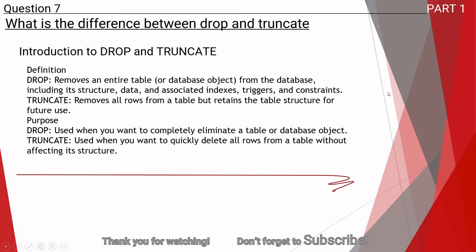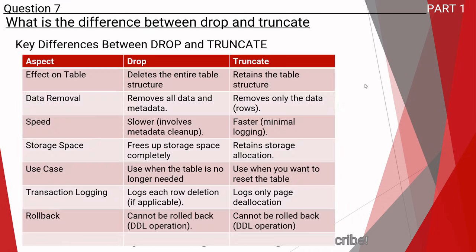Welcome to our discussion on the difference between drop and truncate in SQL. Drop is a command used to completely remove a table or database object, including its structure and data. On the other hand, truncate is used to delete all rows from a table while keeping the table structure intact. Understanding these differences is crucial for effective database management.